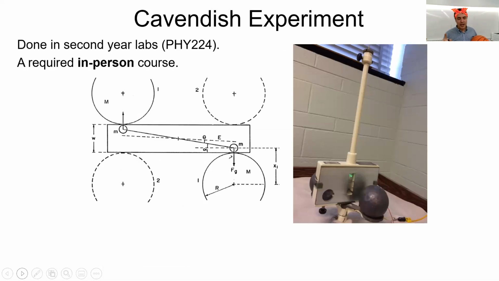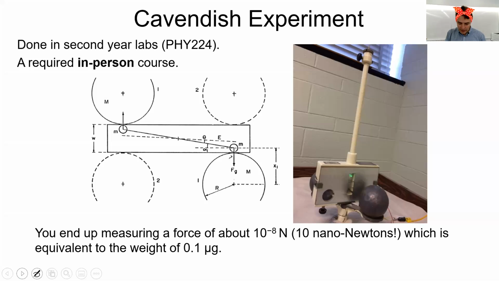I've measured it. So if you look at all the in-person courses at U of T, there's not many, but the lab courses in physics are in person. And so Physics 224, Practical Physics 1 is an in-person course. This is just upstairs. I took this photo. It's of the Cavendish experiment. So what you have is 2 lead balls, and they are on a little cantilever, and they're suspended by a torsion wire, which goes up here.